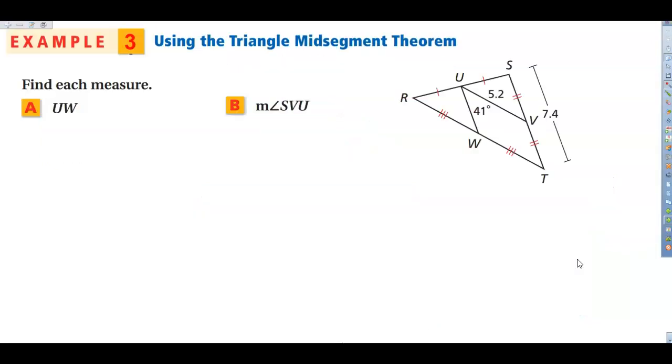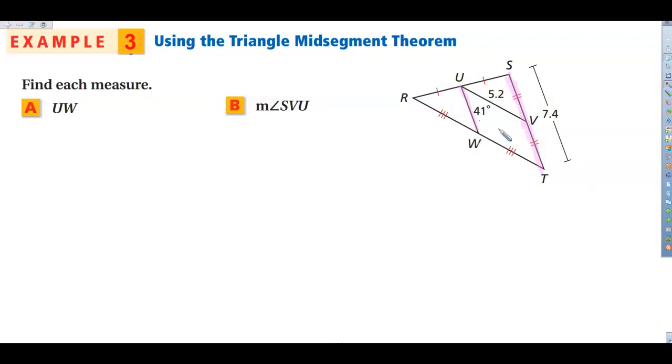All right, so let's take a look at how this works. I want to find the length of UW. So when I look here, UW is this side right here. Actually, let's use a different color. Okay, so this is UW right here. It is going to go with this side here. Okay, ST is going to be its parallel side. So these are my sides that have a relationship.